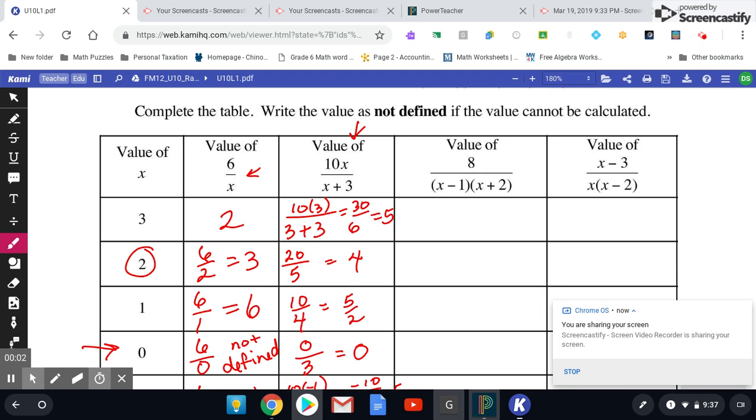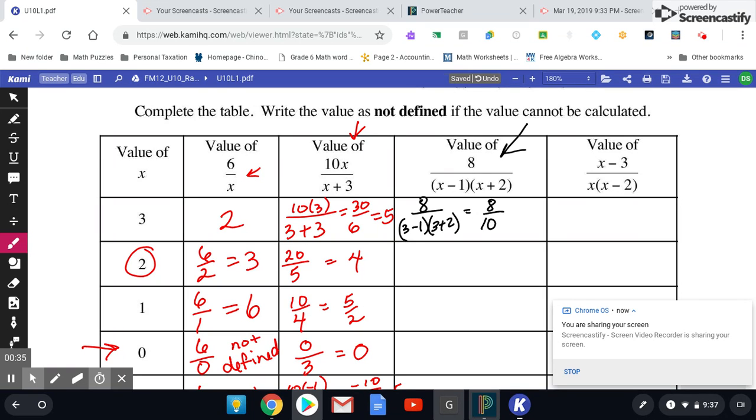So let's look at what happens when we have a different expression. And let's see if we can discover when the non-permissible values occur. When we look at this expression, 8 over x minus 1 times x plus 2, just plug in the value of 3. We put the 3 right here, and then we put the 3 right in that spot. So we would get 8 over, now 3 minus 1 is 2, times 5 is 10.